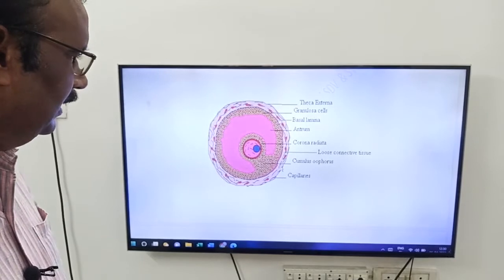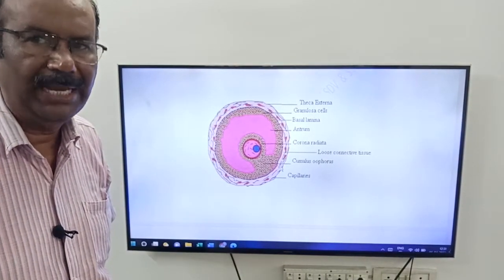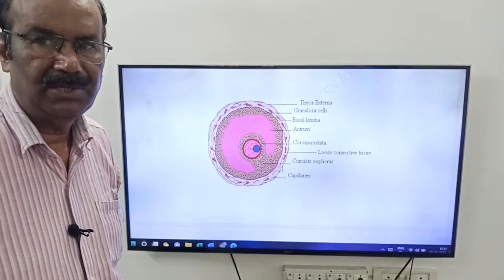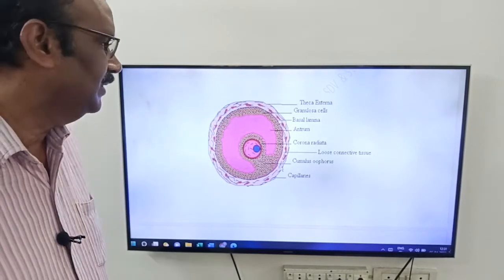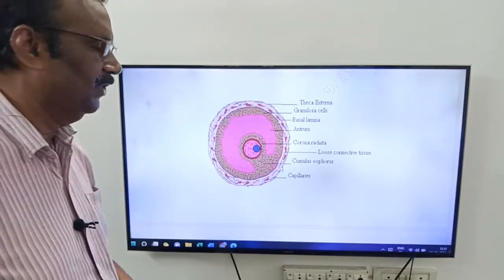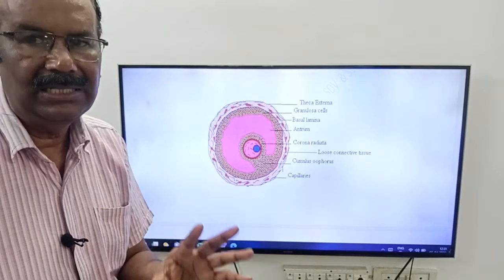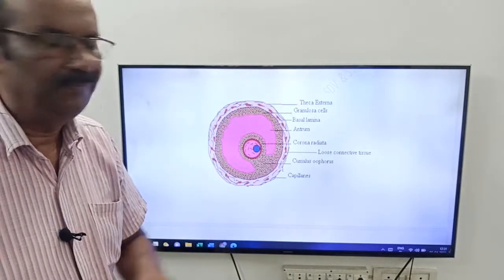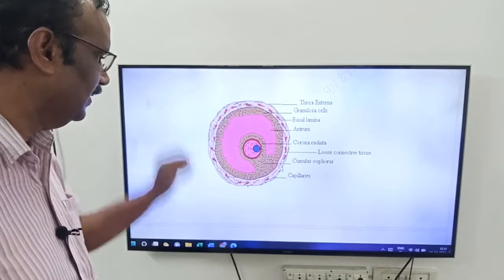What is it, friends? Describe the Graafian follicle of woman. Friends, the Graafian follicle of human beings. See friends, this is the structure of Graafian follicle. Friends, you have one more question, that is, draw the diagram of Graafian follicle. First you see the image or diagram, friends.